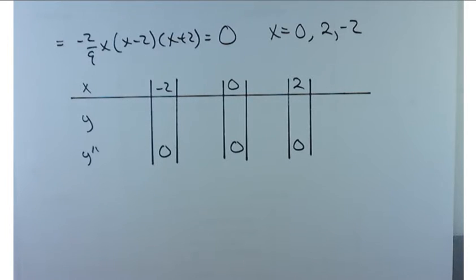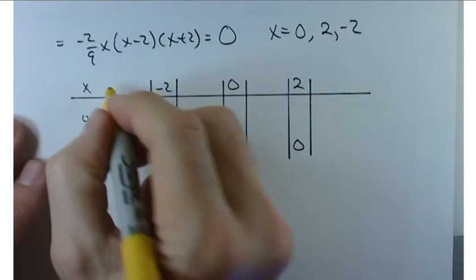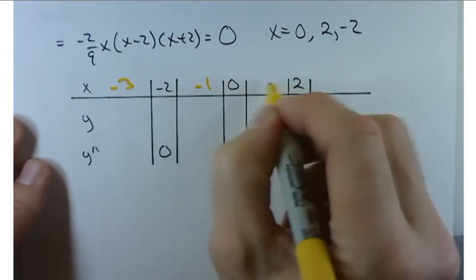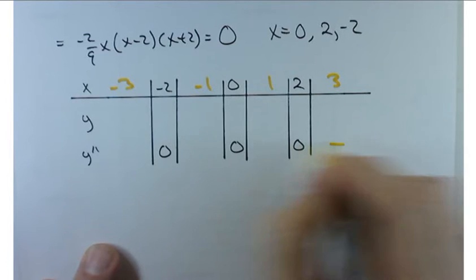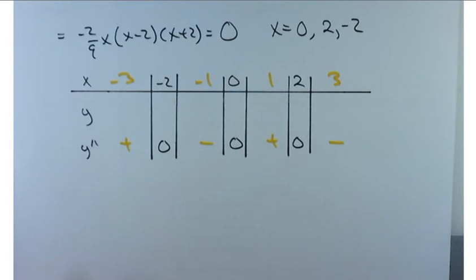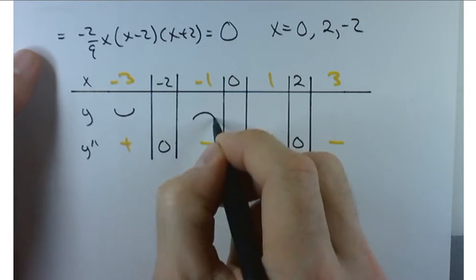So let's think here. Some good test points would be, say, negative 3, negative 1, 1, and 3. And let's see. I think it's going to test out as negative, positive, negative, positive. Pretty sure. Did anyone race ahead on me on that one? Okay, thank you. So if that's the case, then the function is concave up, concave down, concave up, concave down.